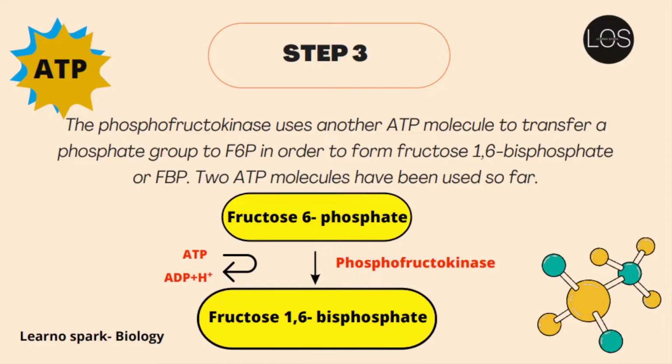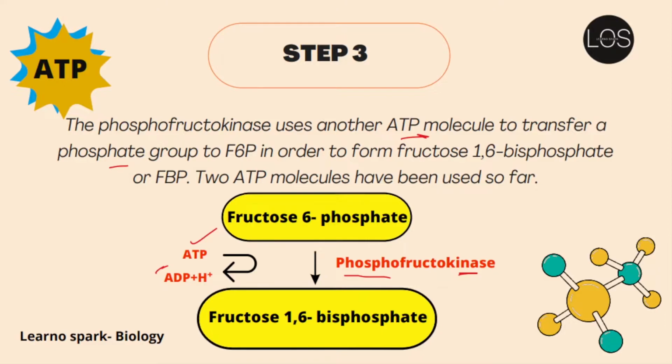After this, in the next step, fructose 6-phosphate is converted into fructose 1,6-bisphosphate after the addition of one more phosphate group to the first carbon of the fructose ring. This reaction is catalyzed by phosphofructokinase. Again, kinases are the group of enzymes that help in the addition of a phosphate group to any compound. Here also one phosphate group is attached to fructose, converting this into fructose 1,6-bisphosphate, and ATP gets converted into ADP. Phosphofructokinase uses another ATP molecule to transfer a phosphate group to fructose 6-phosphate in order to form fructose 1,6-bisphosphate.